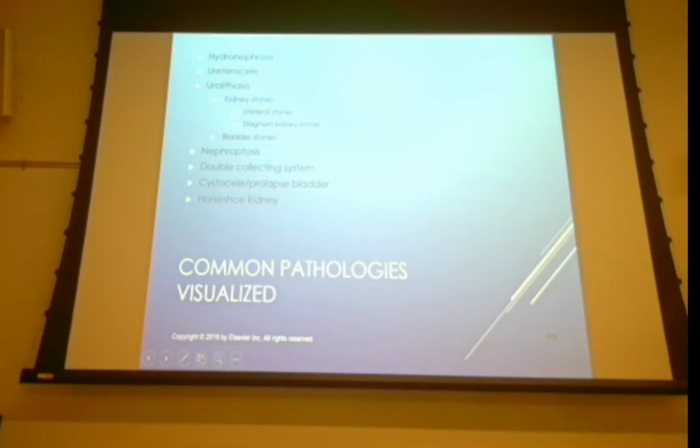So common pathologies, we're going to have hydronephrosis, we talked about that. Ureterocele is where a portion of the ureter prolapses into the bladder. Lith just means stones, so urolithiasis means we've got some sort of stone somewhere. So we've got kidney stones, we've got ureteral stones, staghorn kidney stones, and bladder stones.